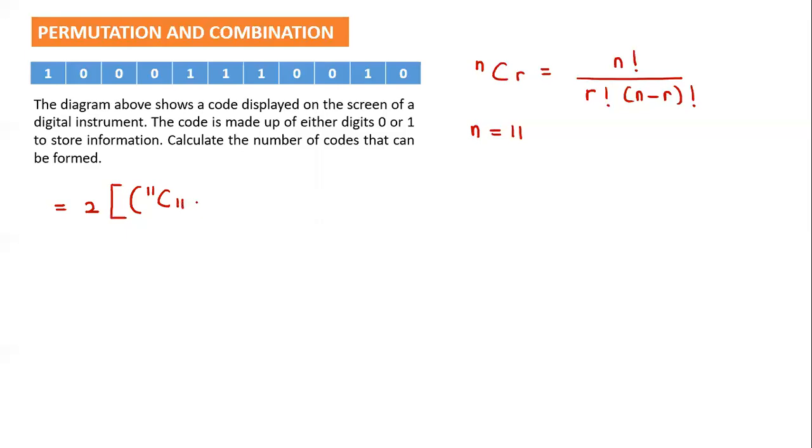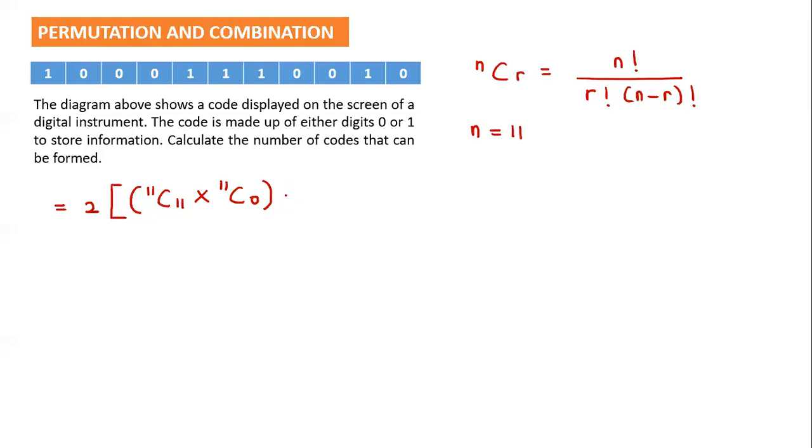I'm going to put 11C11. Maybe you can ask me, what does 11 stand for? This one means we have 11 of digit 1, all the digits are 1. The second one is going to represent digit 0, so 11C0. Because all the 11 places are already digit 1, there's no place for the 0, so that's why it's 0 here.